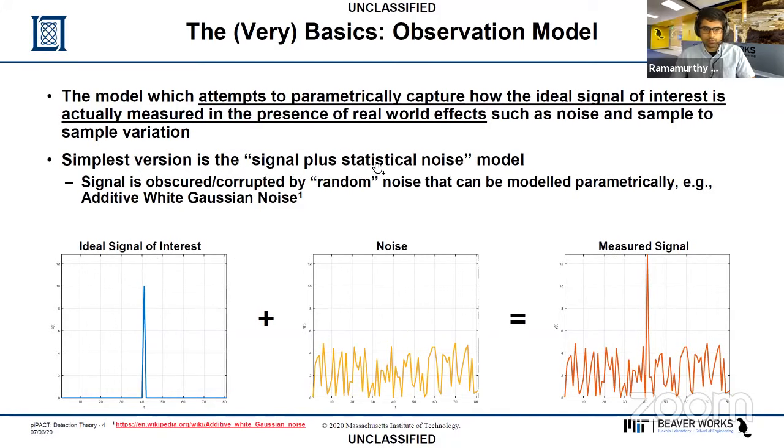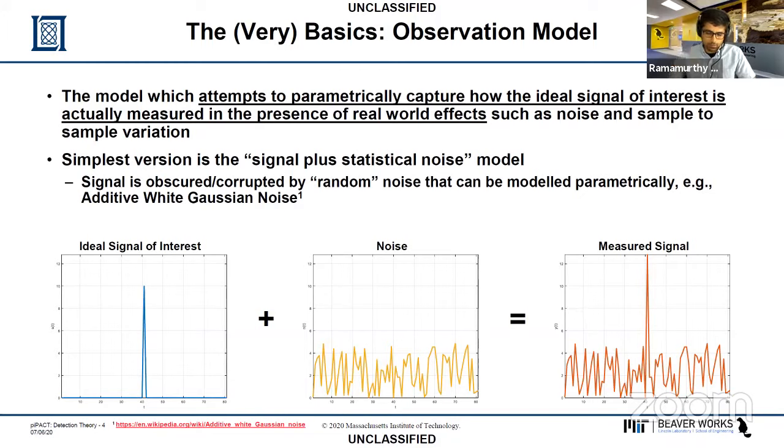The simplest version of this sort of observation model is what we call signal plus statistical noise. Basically, the signal is corrupted by some sort of random noise that can be modeled parametrically, for example, additive white Gaussian noise, all right? Here is just an illustration: our ideal signal is zeros everywhere except for this non-zero value at some position. Then when we add noise to it, it obviously makes the measured signal look different than the ideal signal of interest. You can still tell there's a signal in here, but it doesn't perfectly match, for obvious reasons.